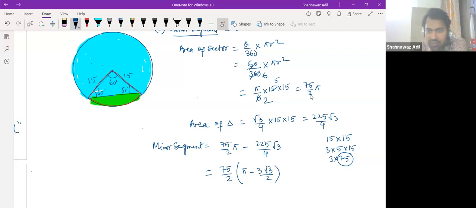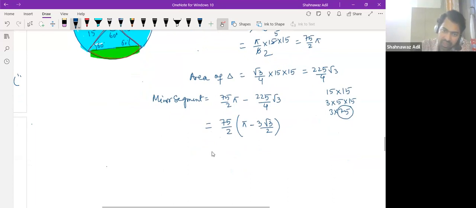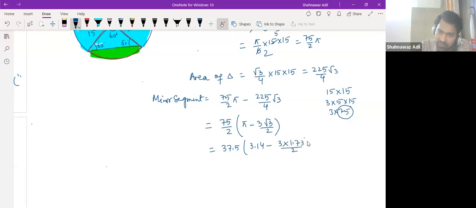So that is why we keep the calculation in the last, right? So we stretch the calculation at the last so that we don't have to multiply these terms, right? So 75 by 2 is 37.5. Pi is 3.14, 3 by 2. So 3 and root 3 is 1.73 by 2.